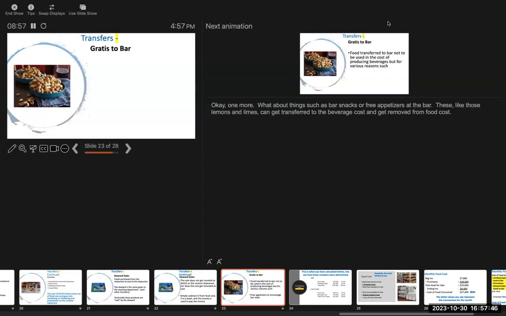So next we're going to talk about gratis to the bar. Gratis means free, something for free. So in a traditional restaurant, when you get that rolls and butter on the table, we consider that gratis to the customer. It's free to the customer. It costs us money to give it to them, and hopefully we're building that in our menu pricing or using our Q factor, those types of ways to account for it. But if we're giving food to the bar for, say, happy hour, or there's a time of day that we give food to the bar to attract customers, we want to make sure that no longer is on our food costs. So we want to transfer the cost of that product out.